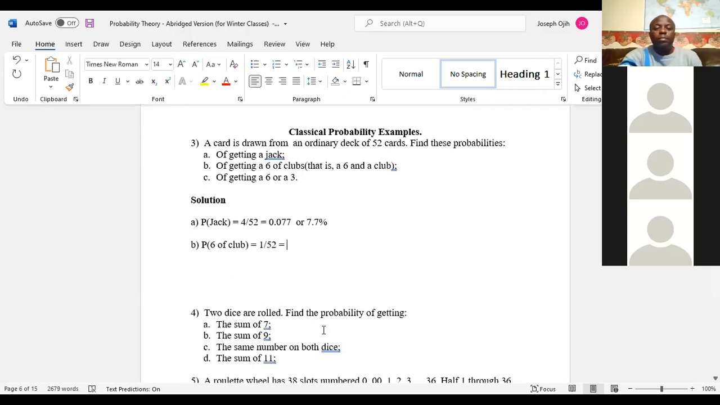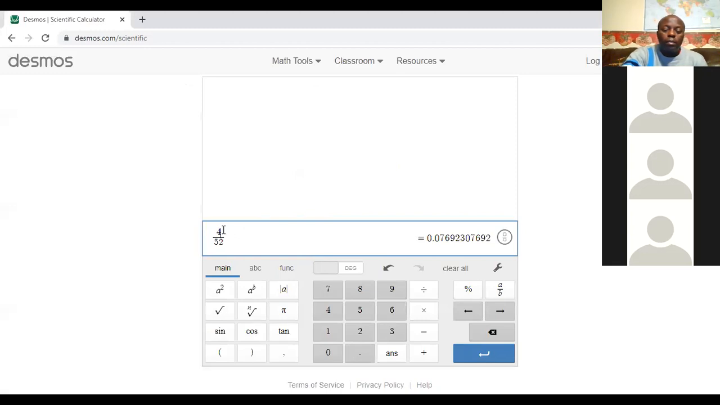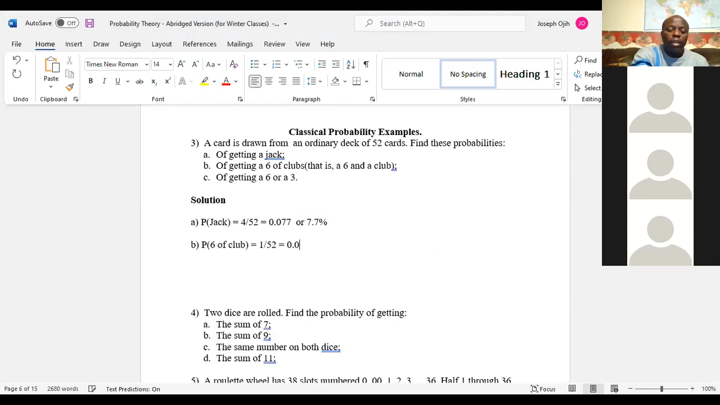On the calculator, 1 out of 52 gives 0.019. I usually round to the nearest thousandth. So 0.019, or if you like, depending on what the question says, 1.9%. So that is basically what it is.